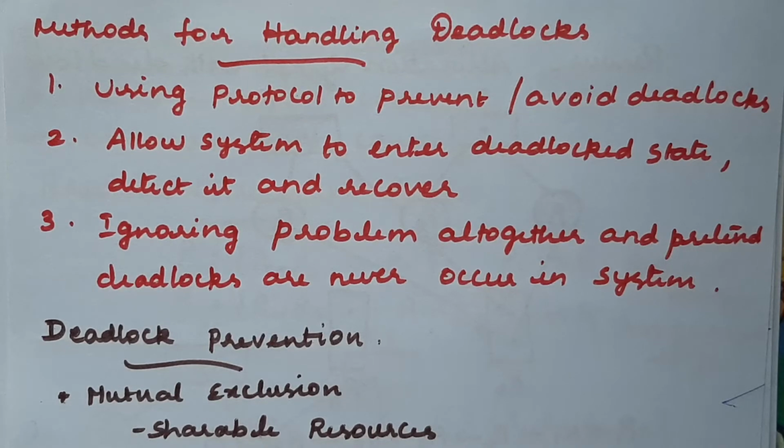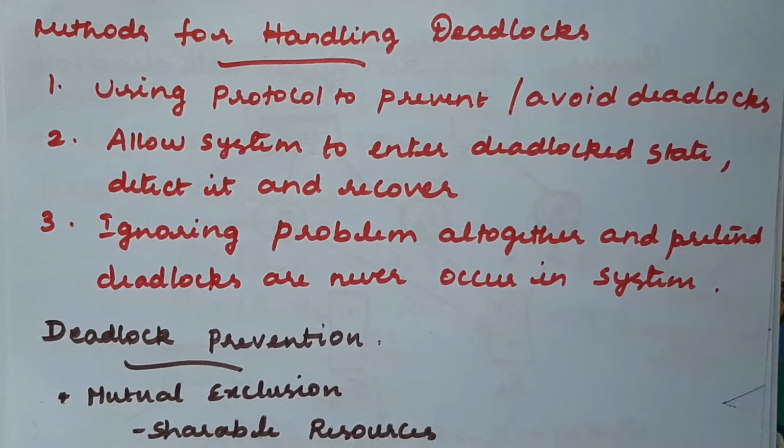Hello everyone. So far we discussed what we mean by deadlock. When the deadlock will occur in the system, how can we know that deadlock has occurred in the system? With the help of the resource allocation graph, we come to know about the deadlock. And also, how can we detect the deadlock with the help of the resource allocation graph?